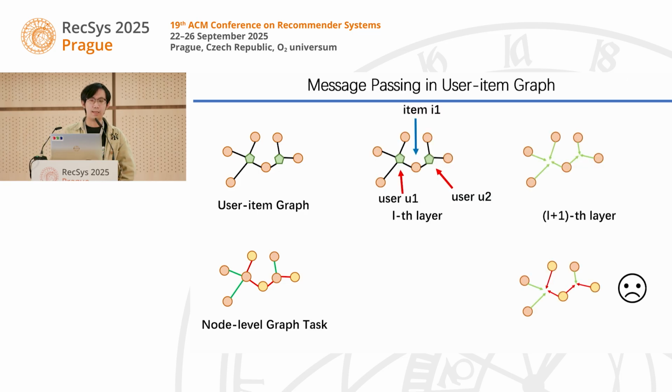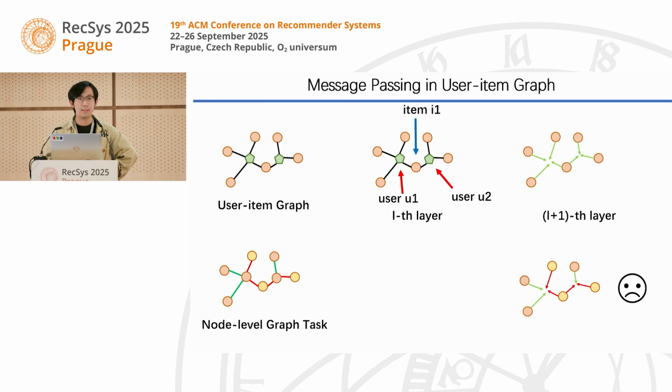Then we talk about the message passing process in the user-item graph. For simplicity, we refer to the item node pointed by the blue arrow as item I1, and the users pointed by the red arrows as users U1 and U2 respectively. We can see the message passing between layer L and layer L plus 1. In layer L plus 1, the representations of nodes U1 and U2 are aggregated based on the layer L representations of item I1 and other item nodes that have also interacted with U1 and U2 respectively.